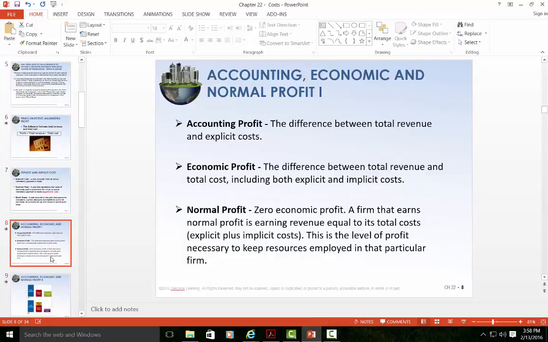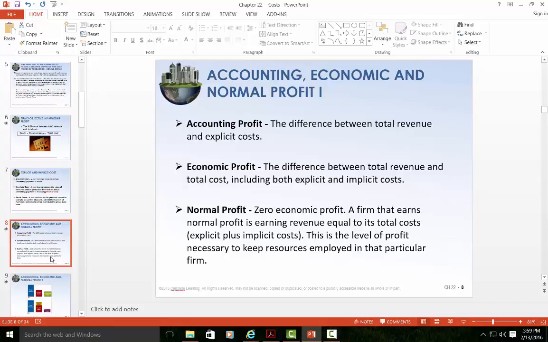All right. You also have accounting profits, economic profits, and normal profits. Accounting profits would be the ones that you can track on financial statements. Economic profits would be the difference between total revenue and total costs. The difference here is that economic profit includes the implicit costs, whereas accounting profit does not, right? And then normal profit is zero economic profit.